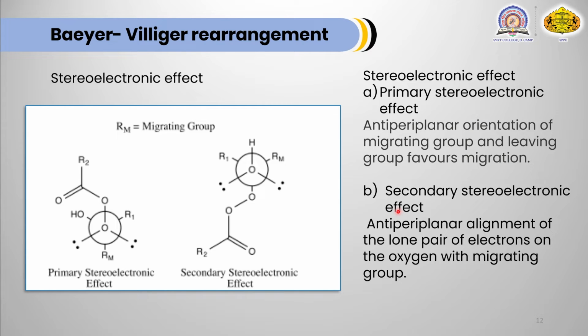The second effect is the secondary stereoelectronic effect. Anti-periplanar alignment of the lone pair of electrons on the oxygen is considered here. This is one lone pair of electrons and this is another lone pair of electrons. These are the stereoelectronic effects which are utilized in the Baeyer-Villiger rearrangement.